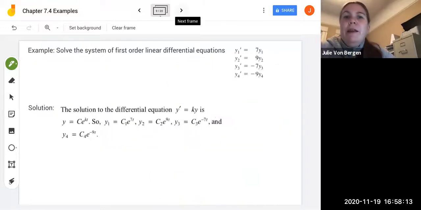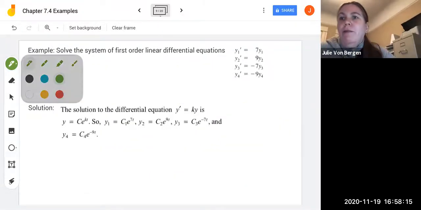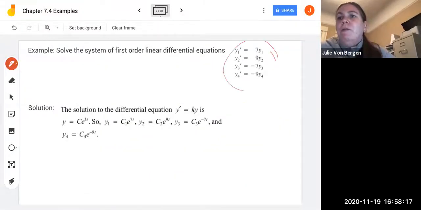So let's take a look at a little more involved example. Here's an example where we've got y1 prime through y4 prime, and they each equal a different constant multiplied by y1 through y4.